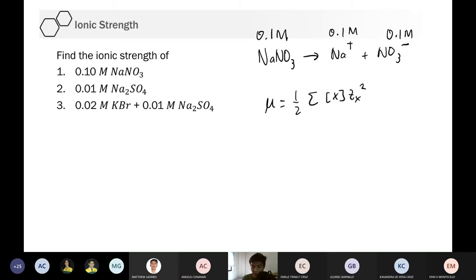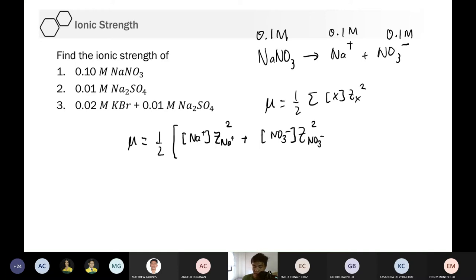So let's write the expression for mu. Mu is 1/2 times the molarity of sodium ion times the charge of sodium ion squared plus the molarity of nitrate ion times the charge of nitrate ion squared. No. So this is the expression for mu for this reaction here. So gagawin mo lang itong sum of concentration times the charge squared, yung kung ano yung ions na mapoproduce mo, yun yung isa-substitute mo doon.